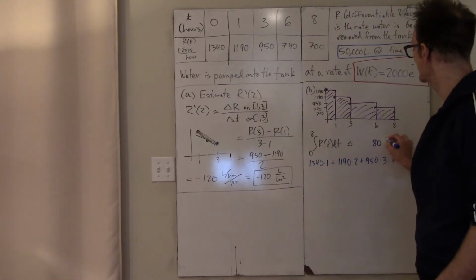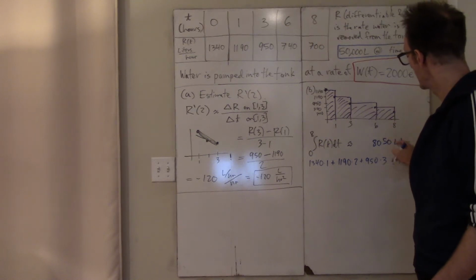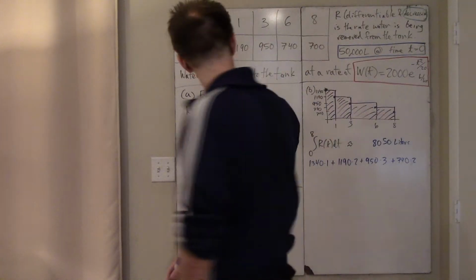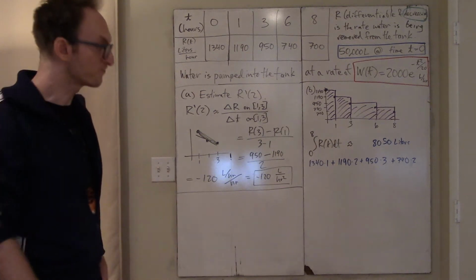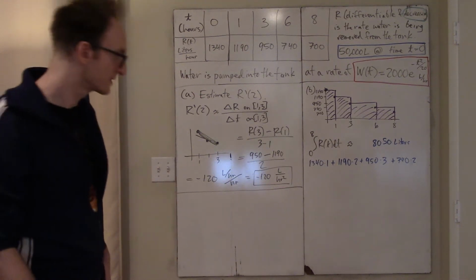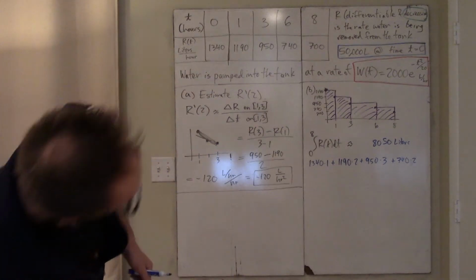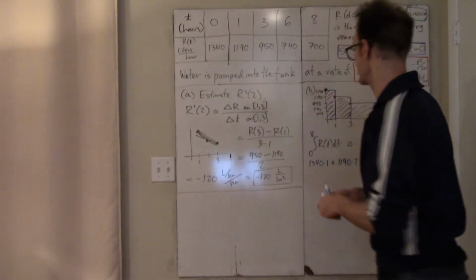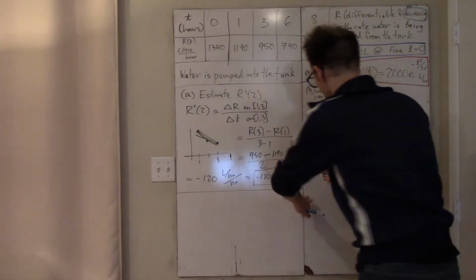So one of the answers to this section is 8,050 liters of water have been removed over the time interval 0 to 8. And now the question is, is this an overestimate or an underestimate?